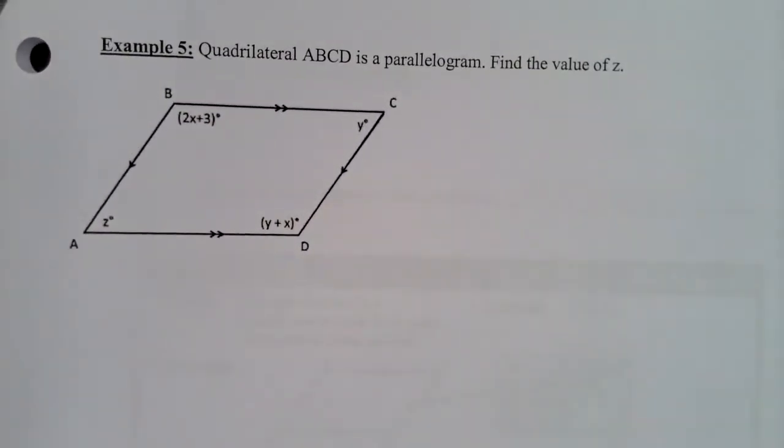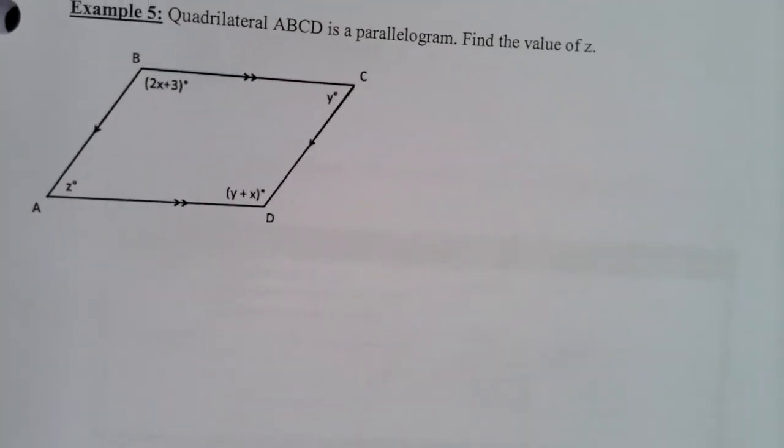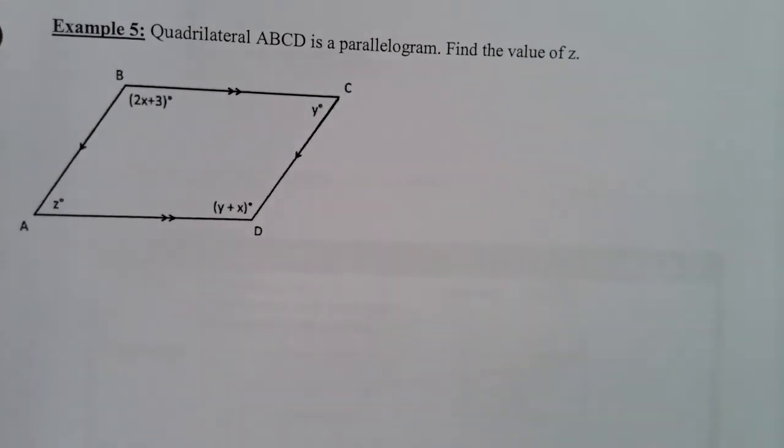Okay, we're going to finish this lesson off with a couple of practice SAT questions that I took off of sample SATs. These were each labeled as hard for the difficulty level, for whatever that's worth. Okay, quadrilateral ABCD is a parallelogram. Find the value of z. So here's how I'm going to do this one. This one's pretty tricky.